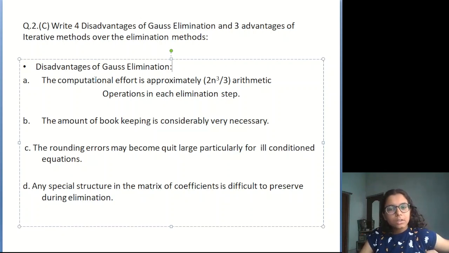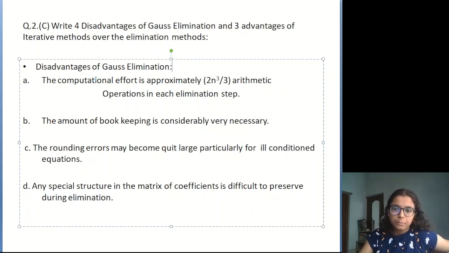For the third point, rounding errors may become quite large, particularly for ill-conditioned systems. The numerical arithmetic errors that we always encounter during computation are generally very high, and in Gauss elimination they are particularly high, so it is a disadvantage.